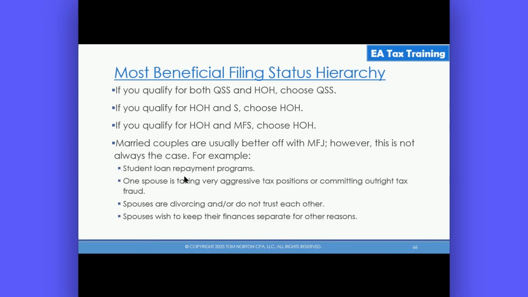Also, there could be a case where one spouse is taking very aggressive tax positions or just committing tax fraud, and the other spouse doesn't want to get involved. So they want to file separately so they don't have to worry about that. Sometimes the spouses are in the middle of a divorce where they just don't trust each other, so they want to file separately. And sometimes the spouses just want to keep their finances separate for their own reasons. And that's perfectly fine. They are allowed to do that. Remember, both spouses have to agree in order to file married filing jointly. If one of them does not agree for any reason whatsoever, then they would file married filing separately.